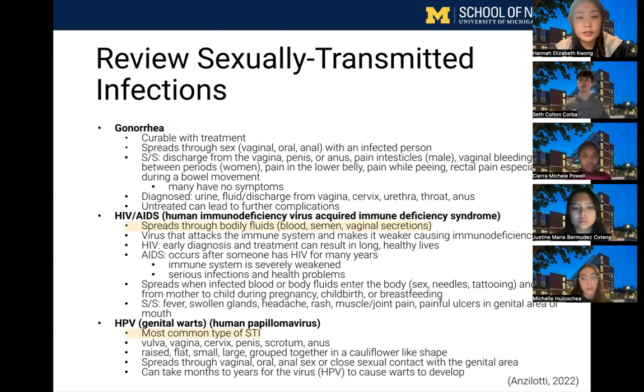It spreads through vaginal, oral, or anal sex, or close contact with the genital area of someone that's infected. It can take months to years for this virus to develop. So sometimes seeing the warts can mean that it was contracted earlier than thought.